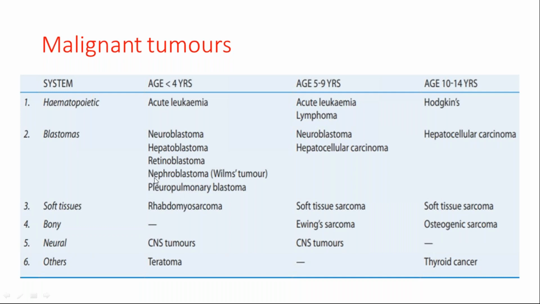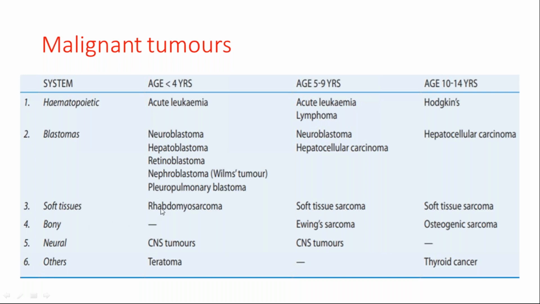Next, blastomas. In early childhood we encounter small round blue cell tumors. Those are nothing but blastomas. All these are the small round blue cell tumors we see in early childhood. Those are called blastomas: neuroblastoma, hepatoblastoma, retinoblastoma, Wilms tumor, or pleuropulmonary blastoma. These are the small round cell tumors we encounter in the early childhood age group, most commonly because these are embryonal tumors.